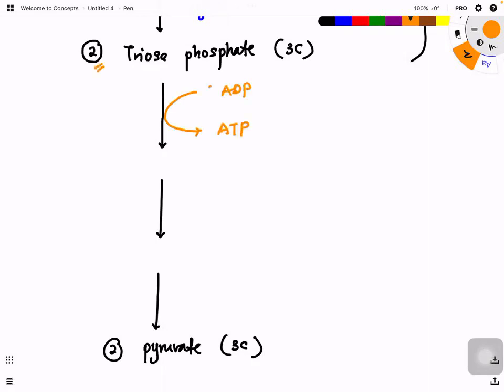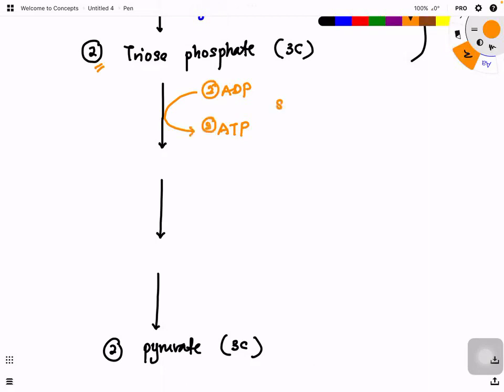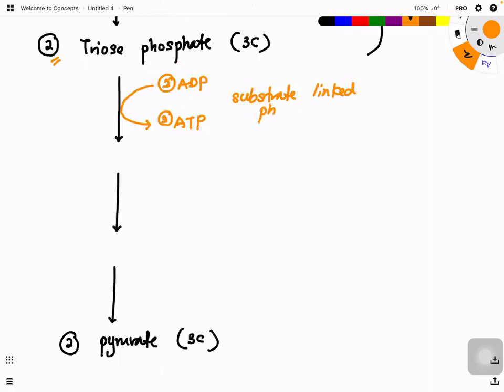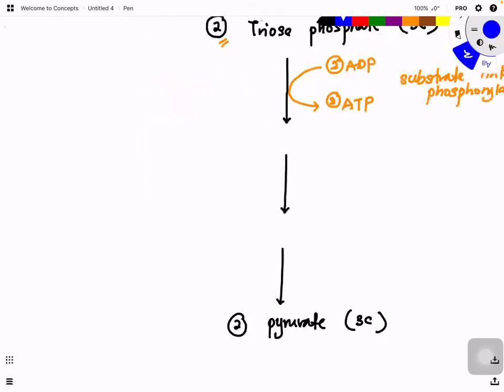Because there are 2 molecules of triose phosphate, we get 2 and 2. So this process is by substrate-level or substrate-linked phosphorylation. Okay, and then we need to oxidize the triose phosphate. We always say oxidize the glucose, but actually oxidation only takes place now. So what is oxidation? Understand the concept of oxidation before we continue.